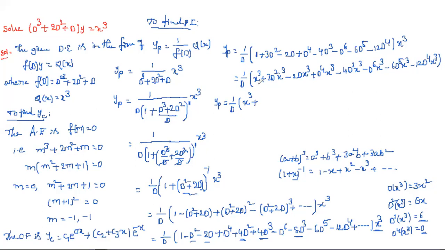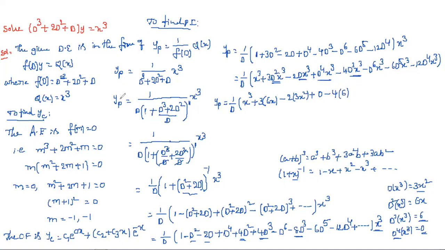x cube plus 3d square into d square x cube. So d square x cube is nothing but what we got, 6x, right? So that is nothing but 6x. And next minus 2 into dx cube. So dx cube, what we got is 3x square. And next d power 4 x cube, 4 times derivative is nothing but what we got, 0. So for this is 0 minus 4 into d cube x cube is nothing but what we got, 6.